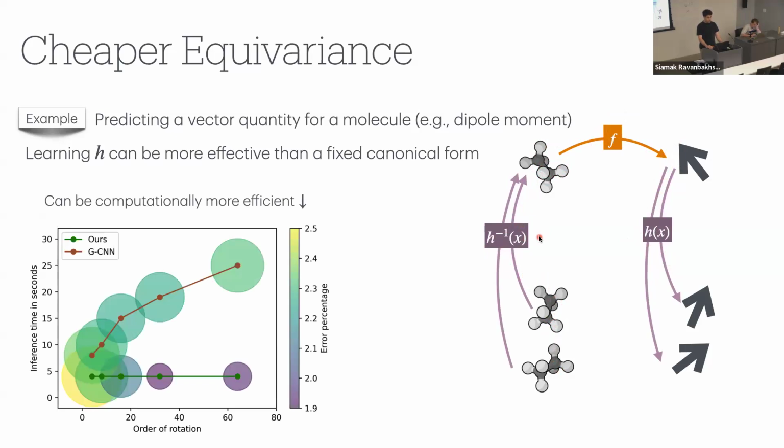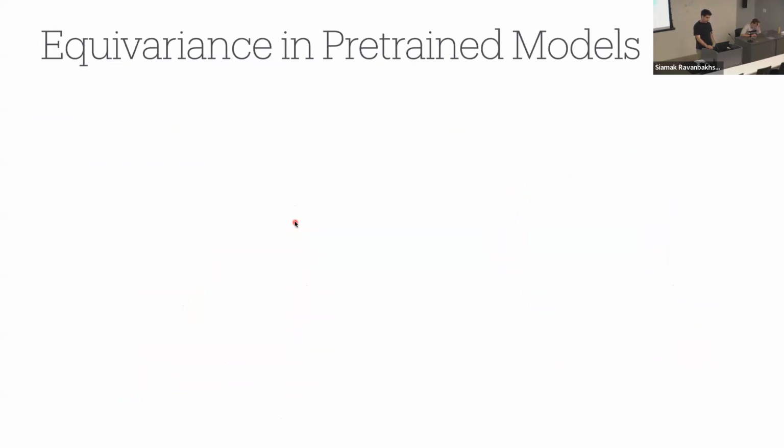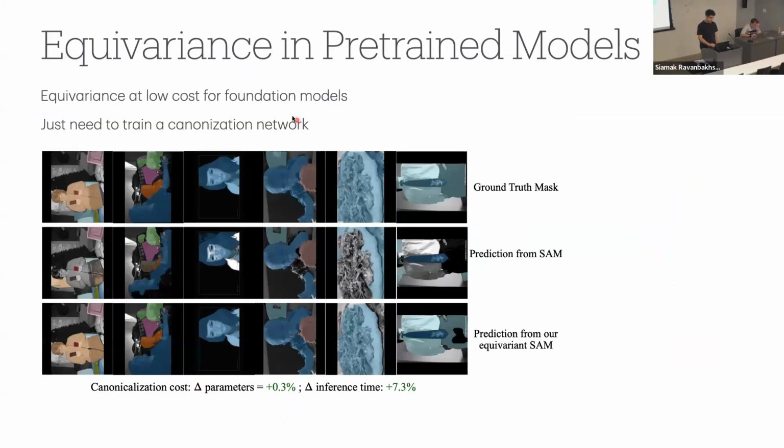And we show that this could be computationally more efficient than using equivariant networks. This is comparing to group convolution for an image task. We see that as we increase the order of rotation in our equivariant networks, the group convolution cost grows, but it remains pretty much the same for canonicalization. But a very important benefit of this approach is that you can apply this to very large pre-trained models. You basically don't touch the pre-trained model, you just train a canonicalization network to canonicalize its input.